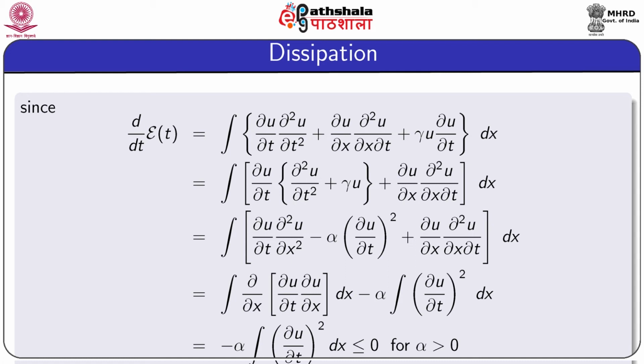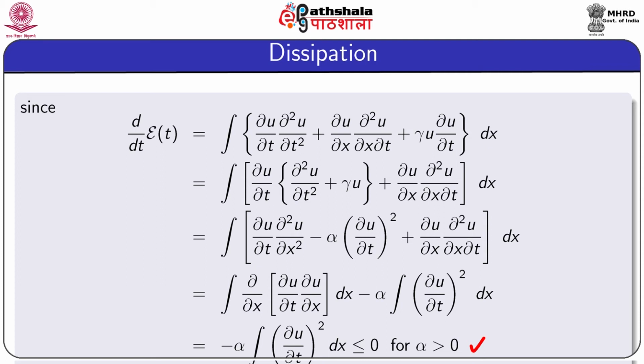Now, we take common the term ∂u/∂t from the first and third terms. So, that gives ∂u/∂t (∂²u/∂t² + γu) + ∂u/∂x ∂²u/∂x∂t. In the third line, we substituted the value of ∂²u/∂t² + γu from the given equation. Then, after some simplification, we obtain the last line where the value of dE/dt is equal to −α ∫ (∂u/∂t)² dx.